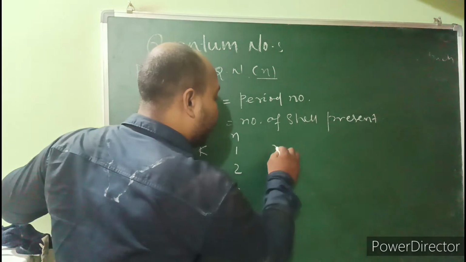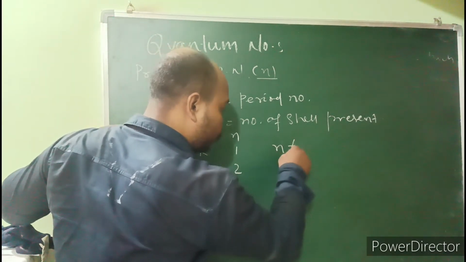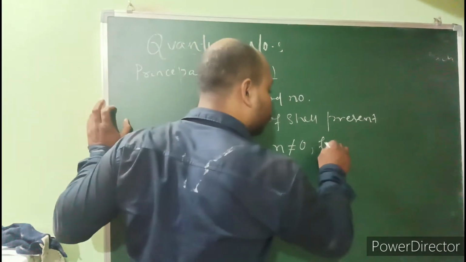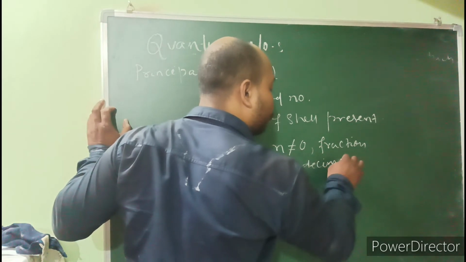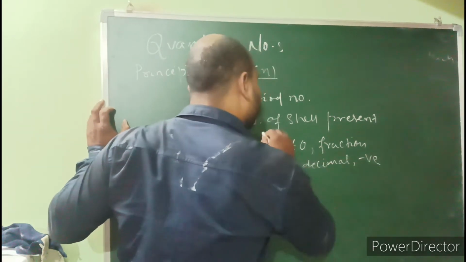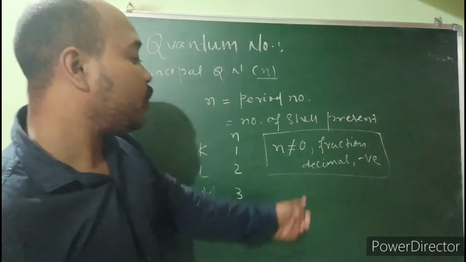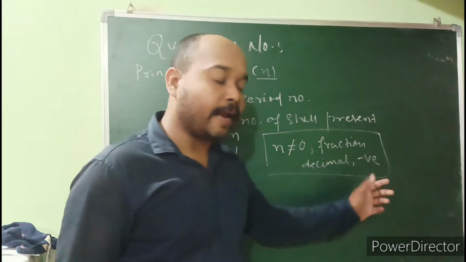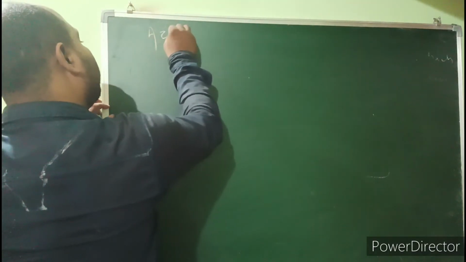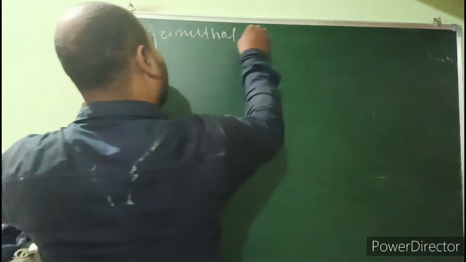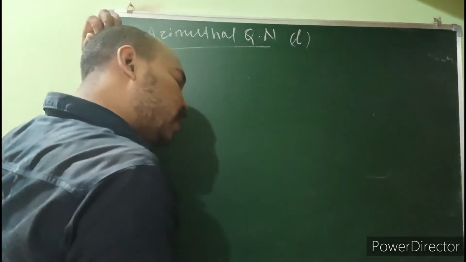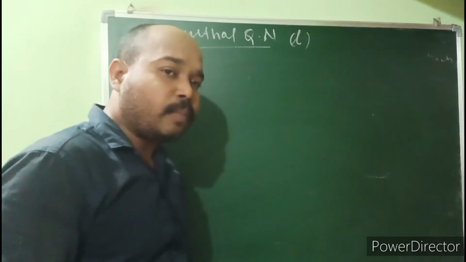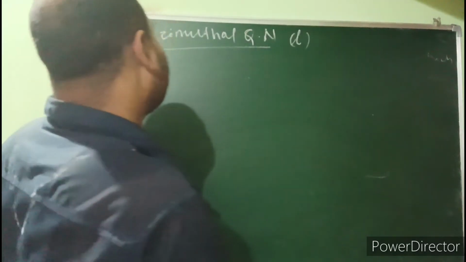Always remember that the value of n cannot be 0, a fraction, a decimal or negative. Now let us discuss the azimuthal quantum number. It is denoted as small l. It is also known as the subsidiary quantum number or angular quantum number.